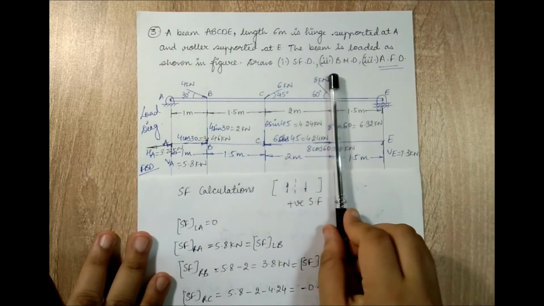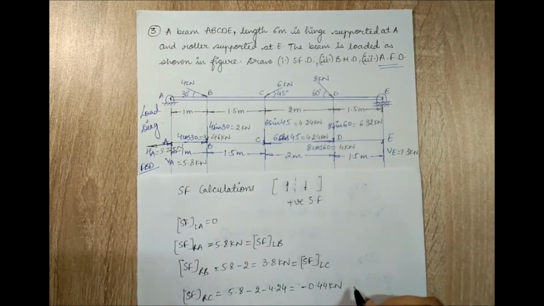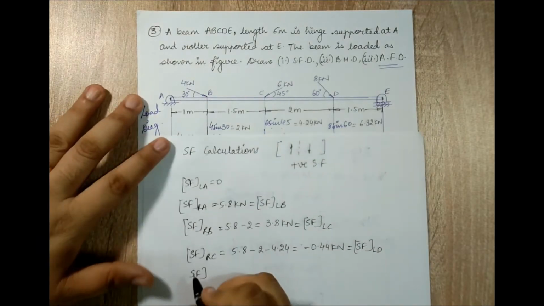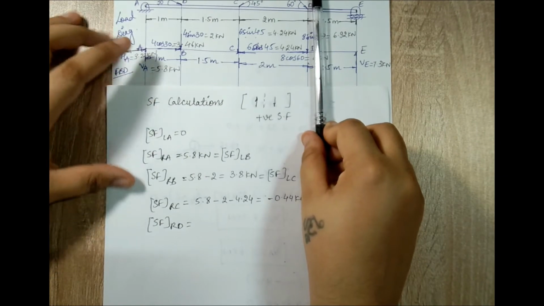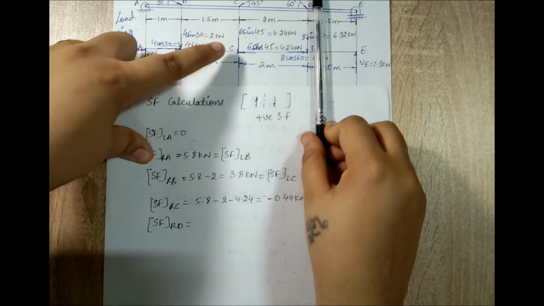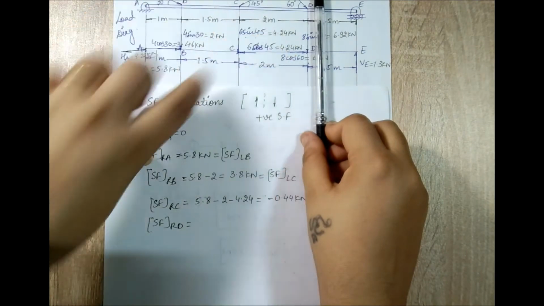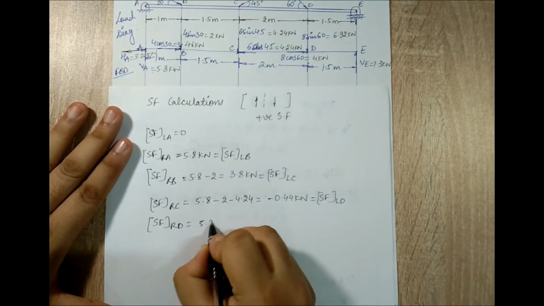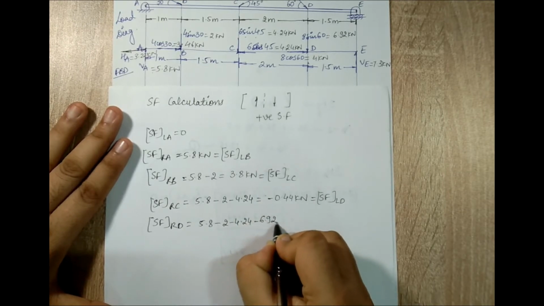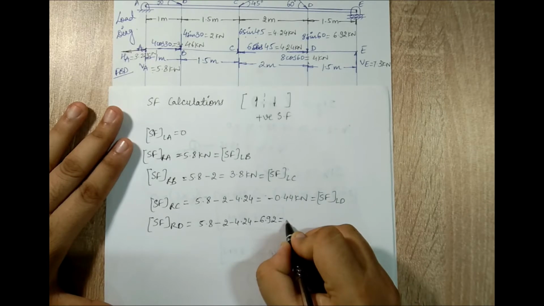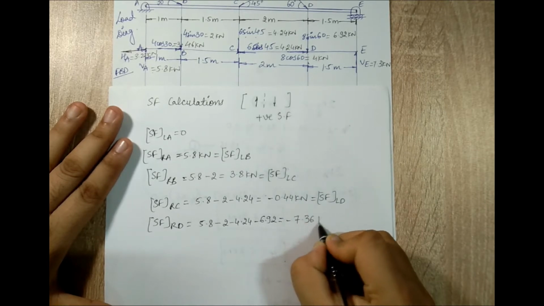Now when I stand at D and I look to the left, again I get the same values. So I will take shear force to the left of D is equal to shear force to the right of C. Next I'll calculate shear force to the right of D. When I stand ahead of D, I can see VA minus 2, minus 4.2 and minus 6.9. I get the answer as minus 7.36 kilonewton.